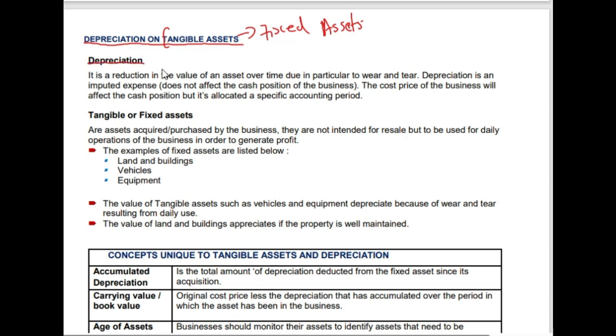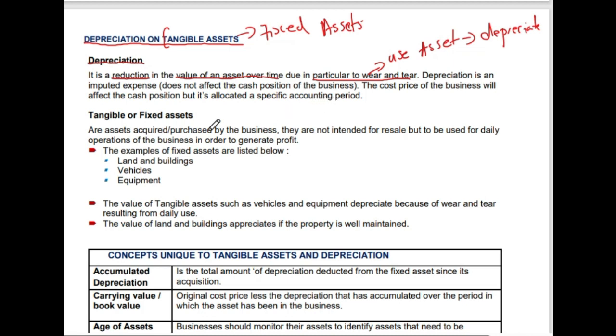What is meant by the word depreciation? It is a reduction in the value of an asset over time due to wear and tear. Meaning whenever we use our asset, our asset will depreciate because we are using it. Depreciation is an imputed expense, it does not affect the cash position of the business. The cost price will affect the cash position, but it is allocated to a specific accounting period.